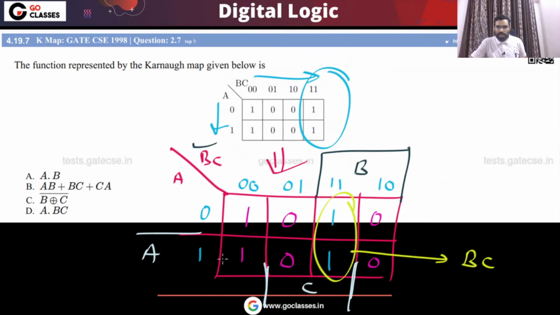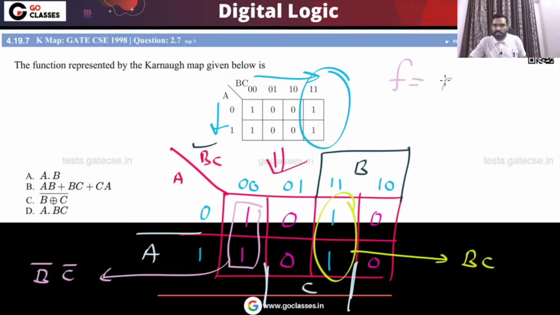Next, you can capture this one. This is in the area of B bar, and this is in the area of C bar. So your final answer will be: your function is BC or B bar C bar, and the final answer is B XOR C complement. Okay, so this will be the answer. B XOR C complement. Okay, answer is option C.